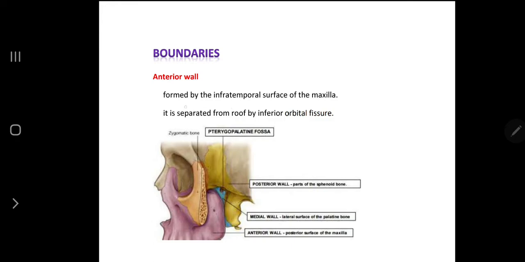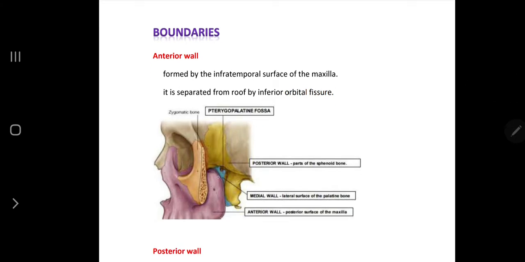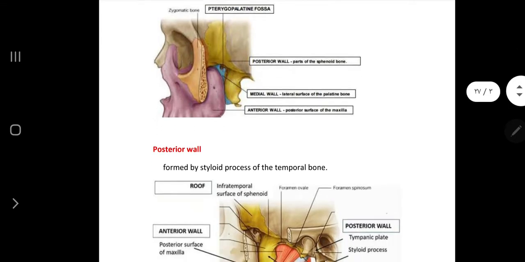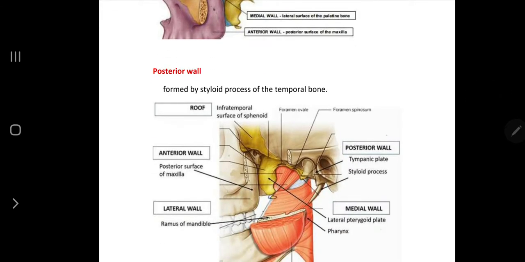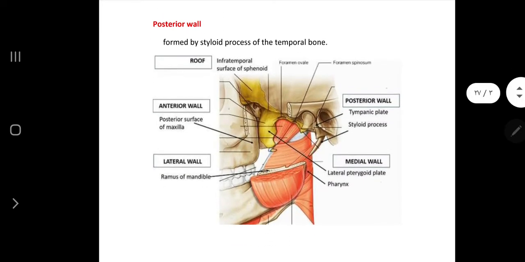الانتيريور wall formed by the infratemporal surface of maxilla. الانتيريور wall يتكون من infratemporal surface of maxilla مثل ما نشوف بالصورة. Posterior wall formed by styloid process of the temporal bone. هذا هو posterior surface يتكون من styloid process.